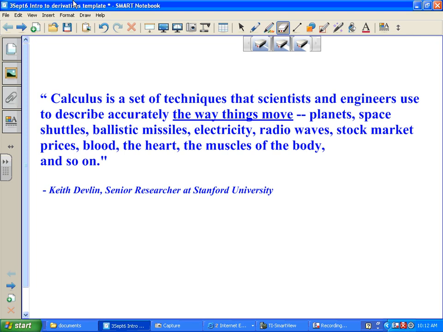And the common thread to all of these areas is the rate of change of something, whether it's the rate of change of electricity or the stock market prices, etc. So today we're going to try to tackle that concept. How do we find the rate of change of something?